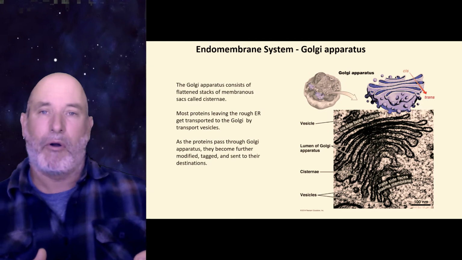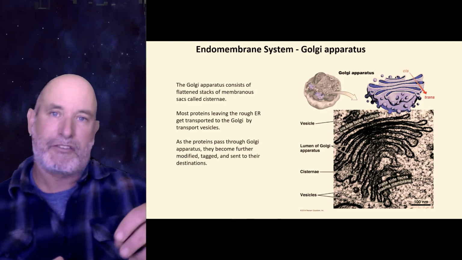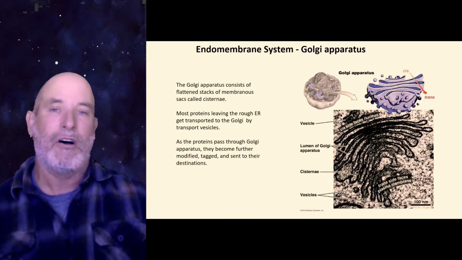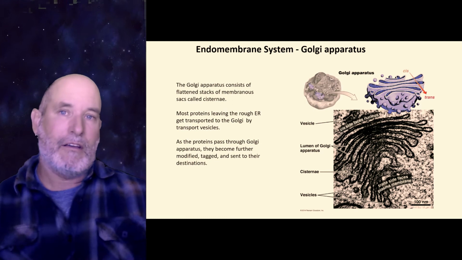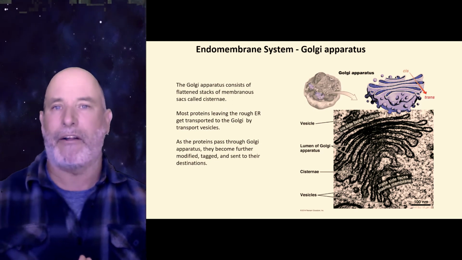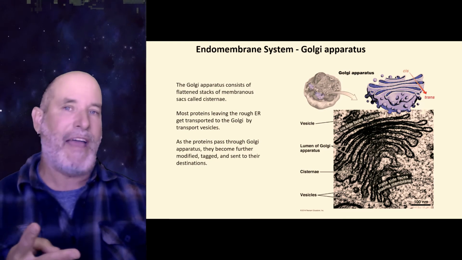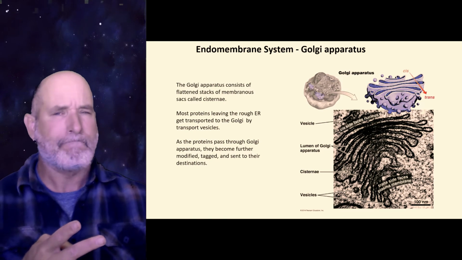So if you're making a protein inside the rough ER, it's going to go to the tips of it. It's going to form a transport vesicle where it's going to be taken to the cis side of a cisternae in the Golgi apparatus. And then from there, that protein will get modified. It might be folded. It might be activated. It might be tagged with some type of oligosaccharide.